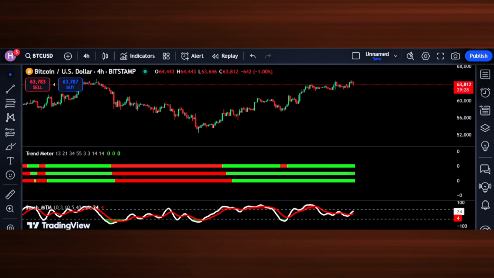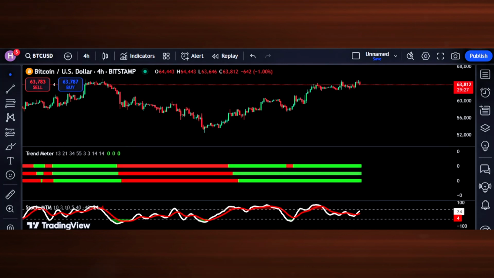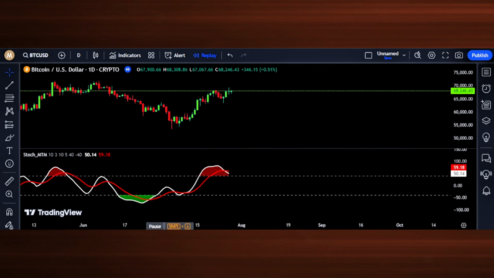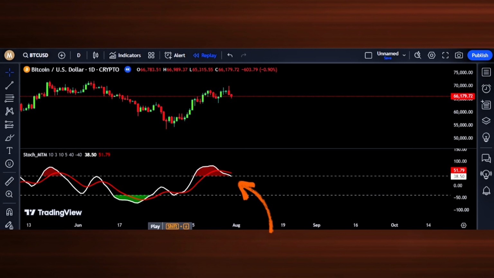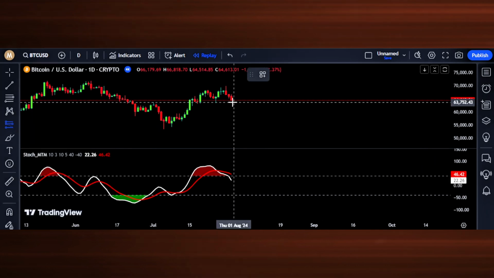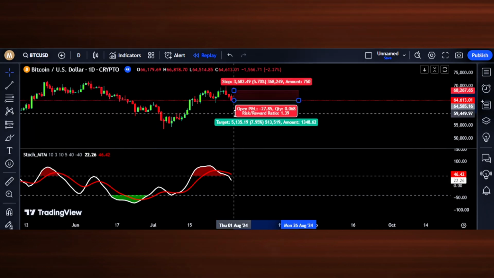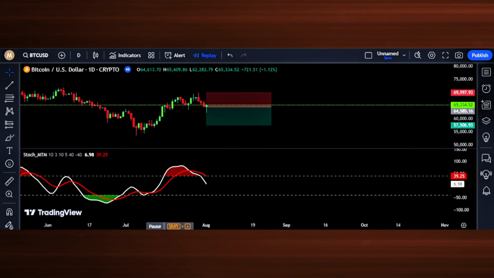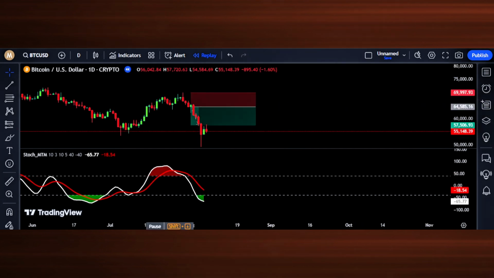Okay, let's go over a short example. First, make sure all three of these lines are red this time. Next, make sure the stochastic momentum index's white line has gone above this top blue line. Then finally, the white line should cross below the red line. Check again and make sure your trend meter is all red still. Enter the short trade, set your stop loss above the recent high, and set your take profit at a 2-to-1 risk to reward ratio. And boom, you got another easy winning trade.